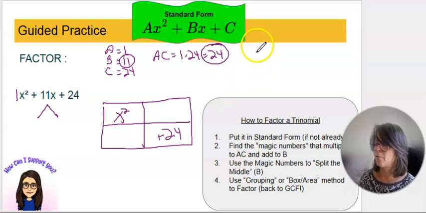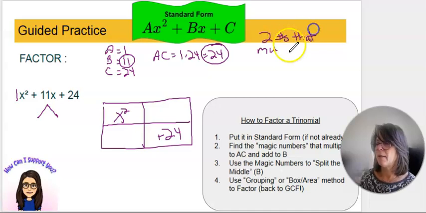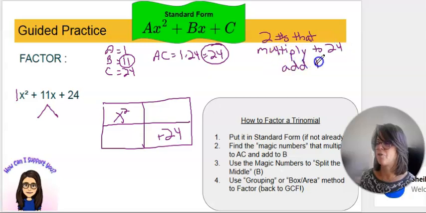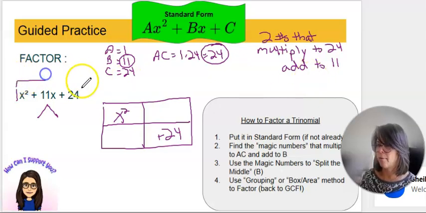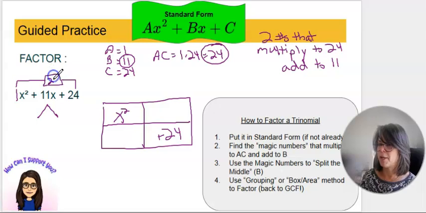So what I'm looking for is 2 numbers that multiply to 24, but those same 2 numbers have to add to 11. All right, that can be a little tricky. It takes some trial and error. We're looking for 2 numbers that multiply to 24 and add up to 11.